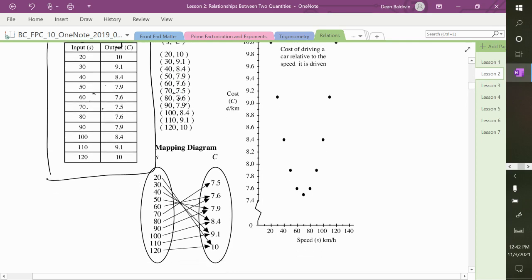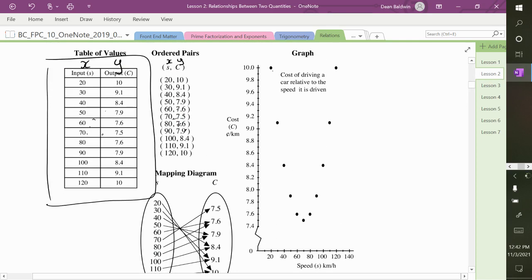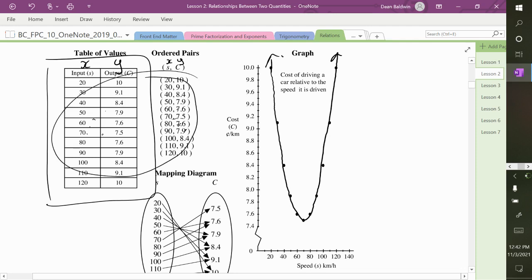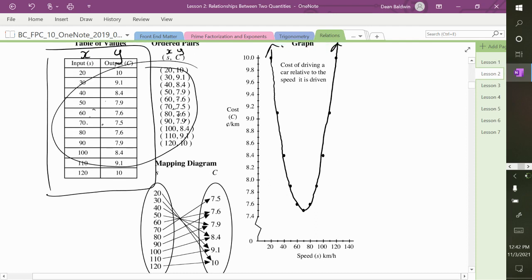Okay. There's also a graph. Now I'm just going to connect them all. So this graph represents all this data as well. Okay. They're all the same thing. They're just different ways of representing the data. The value of graphs is you can quickly look at it and you get a visual representation of what's going on. It's easy to see patterns and things like that, which I'm sure you've done in science class.